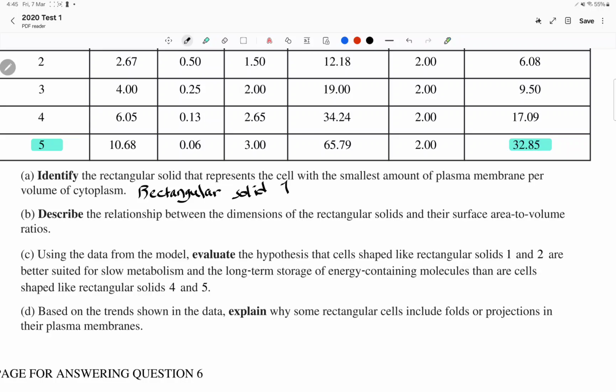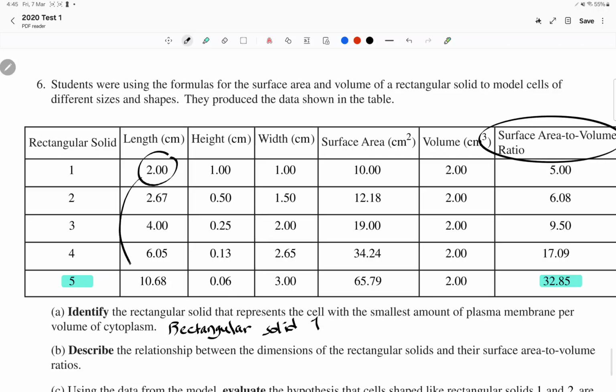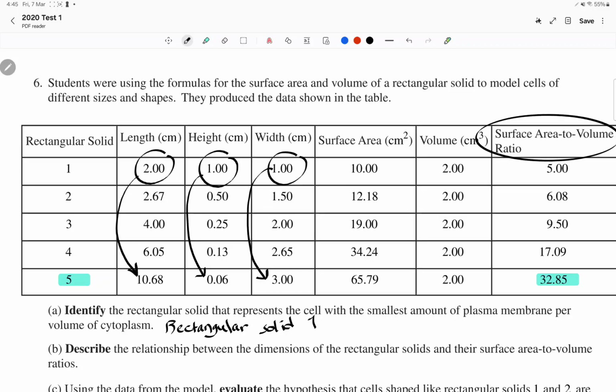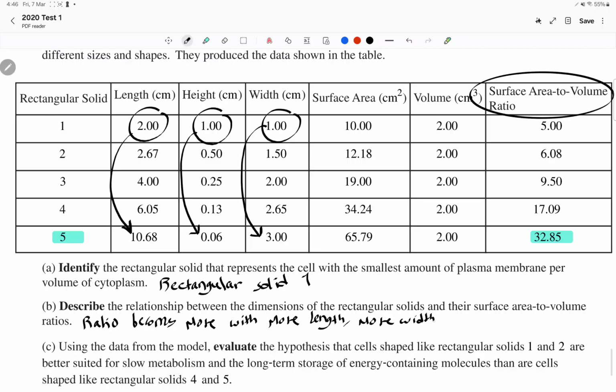Part B. Describe the relationship between the dimensions of the rectangular solids and their surface area to volume ratio. I know this one, Mister. As the length becomes more, as the height becomes less, as the width becomes more, the ratio will become higher. Yep. So the ratio becomes more with more length, more width, less height.